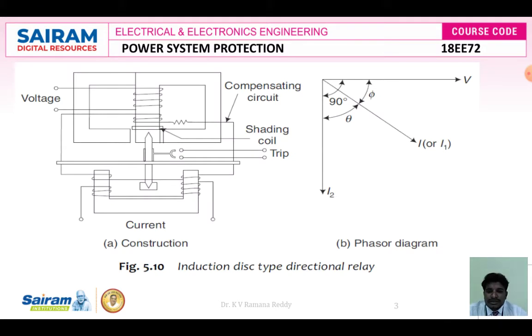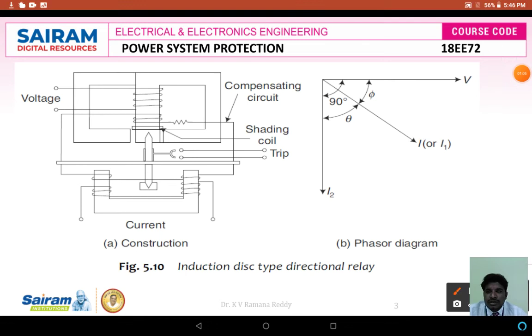this is the figure which shows the induction disc type directional relay, which is also called a reverse relay. In this figure there are two coils, one called the voltage coil, where the actuating quantity, that is the voltage during fault condition, is taken as a reference, and the current coil, where the current during fault condition is taken as a reference. These two coils are energized with the actuating quantities of voltage and current during fault condition.